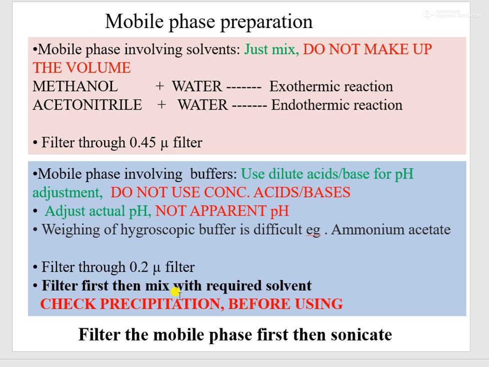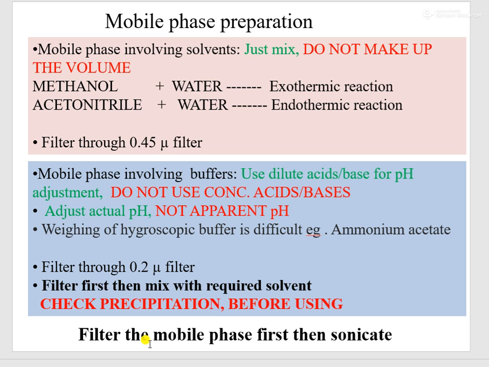Otherwise what will happen, if you directly load these two components of the mobile phase into the system, and then the system will mix them, and if they are not compatible, if the buffer is getting precipitated out, then your system will be choked. Very important point: filter the mobile phase and then sonicate. You have to first filter and then sonicate.